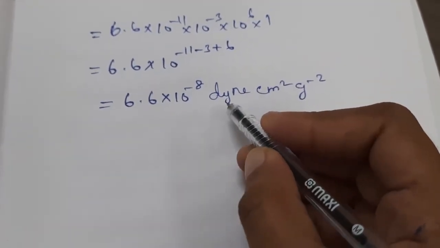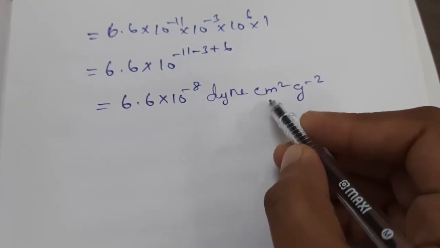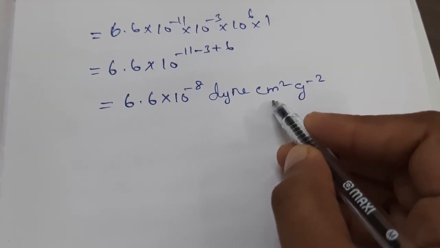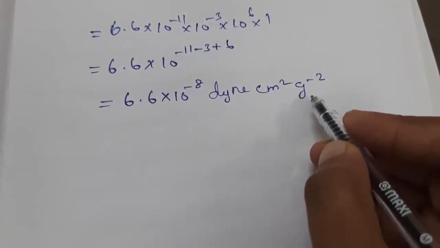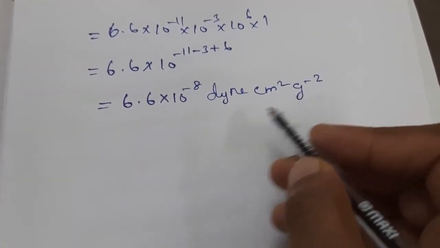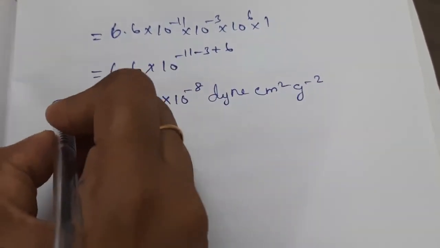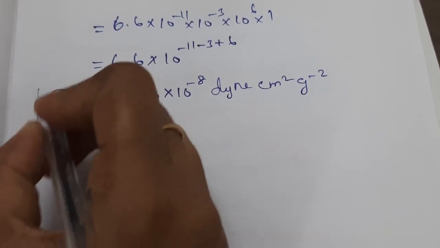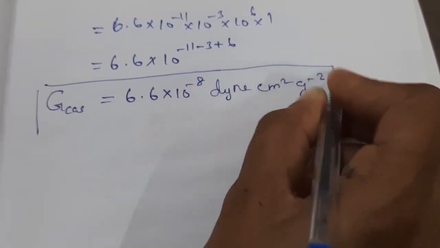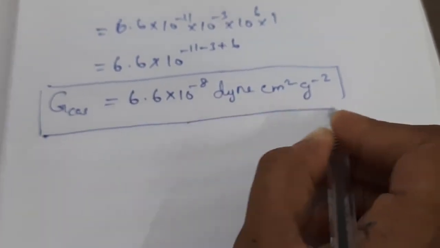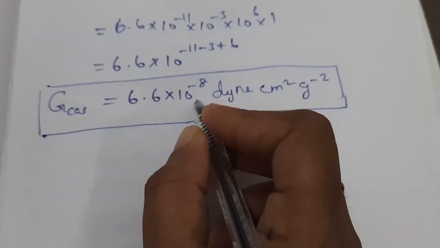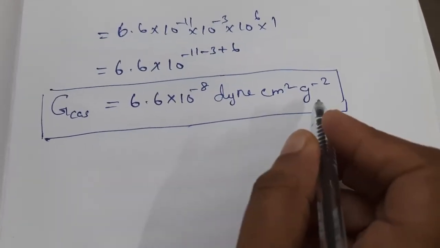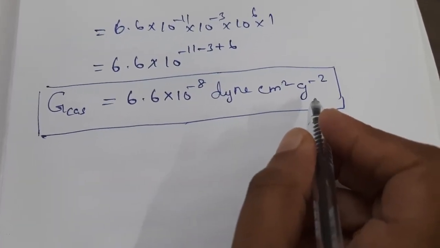For Newton, dyne. For meter square, centimeter square. For kilogram raised to minus 2, g raised to minus 2. So the value of G in the CGS system, the gravitational constant in Gaussian system, is 6.6 into 10 power minus 8 dyne centimeter square g raised to minus 2.